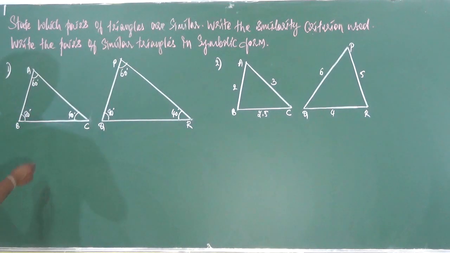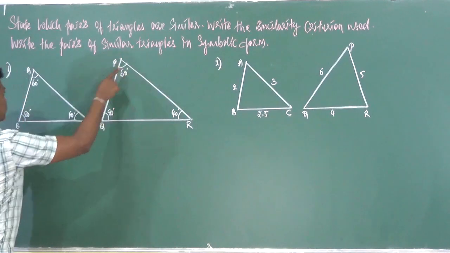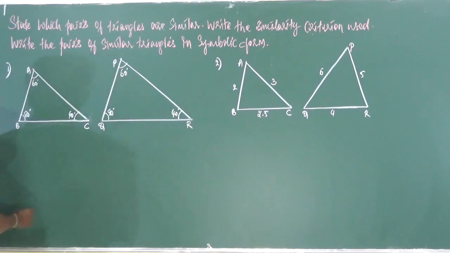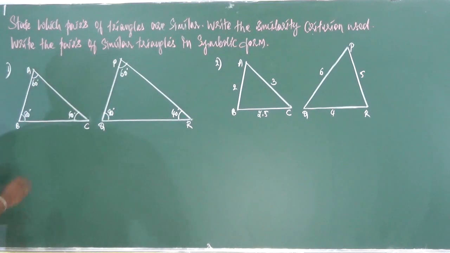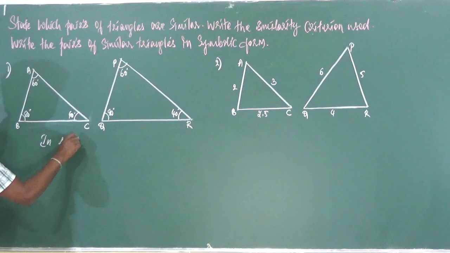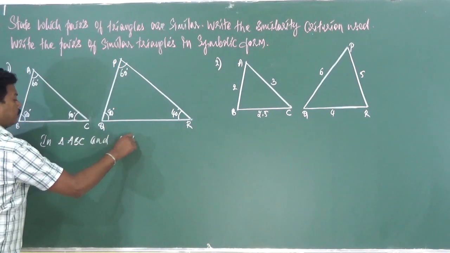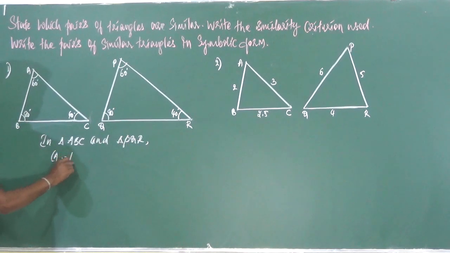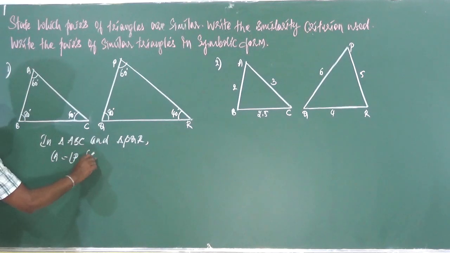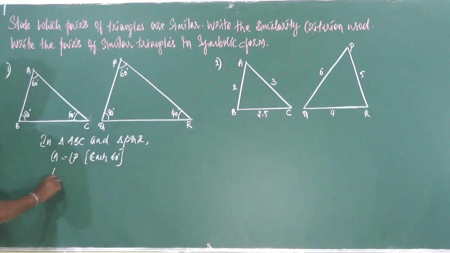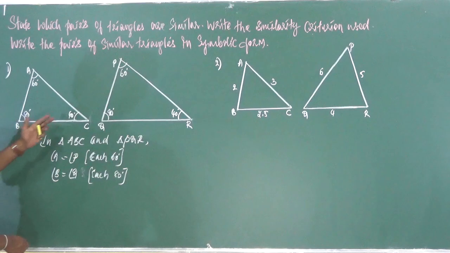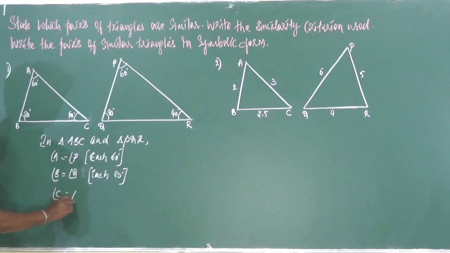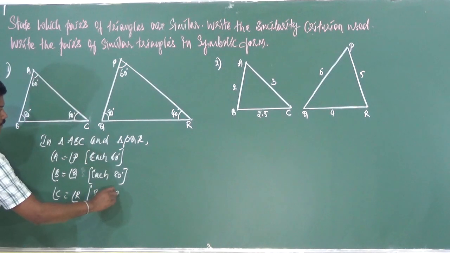So let us get into the first problem. So this is triangle ABC and this is triangle PQR. So angle A measures 60 degrees, angle P measures 60 degrees, angle B measures 80 degrees and angle Q measures 80. Angle C measures 40 and angle R also measures 40 degrees. So we will take up the triangles. So in triangle ABC and triangle PQR, angle A is equal to angle P, that is each is 60 degrees, and angle B is equal to angle Q, so each is 80 degrees. So I hope 2 are enough. A third is also there. Okay, let us take it. So angle C is equal to angle R, so each equal to 40 degrees.